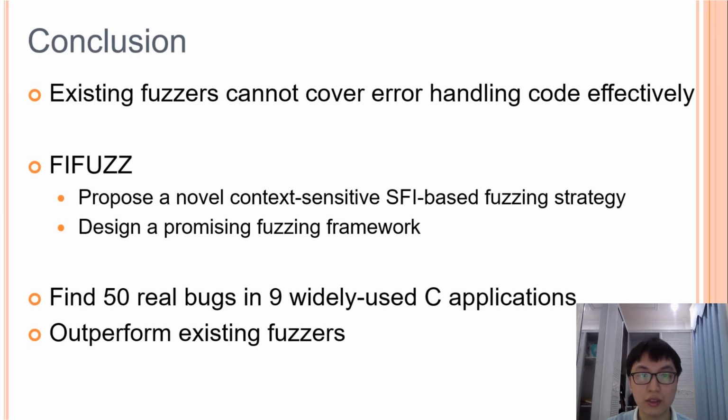Finally, we conclude our work. We think the existing fuzzers cannot cover error handling code effectively. In order to solve this problem, we propose a novel context-sensitive software fault injection-based fuzzing strategy and design a promising fuzzing framework, namely FreeFuzz. FreeFuzz has found 50 real bugs in 9 widely used C applications and performs better than existing fuzzers.